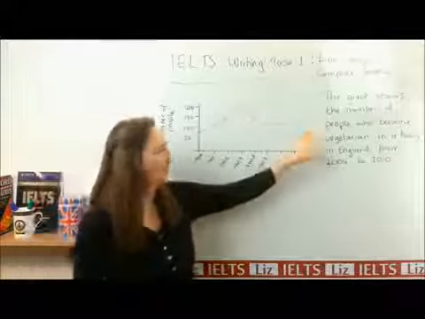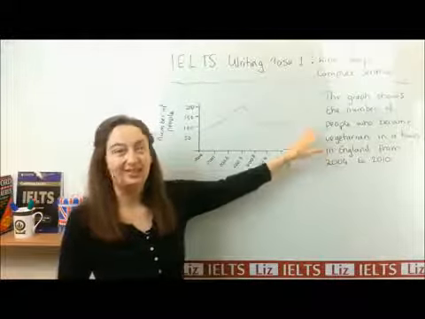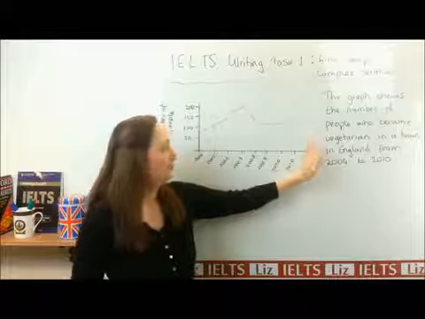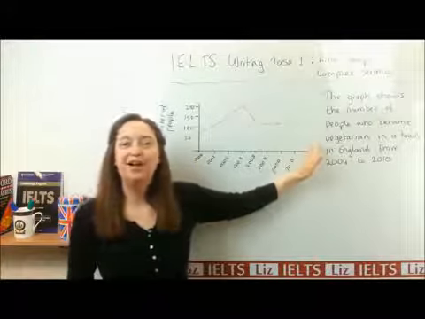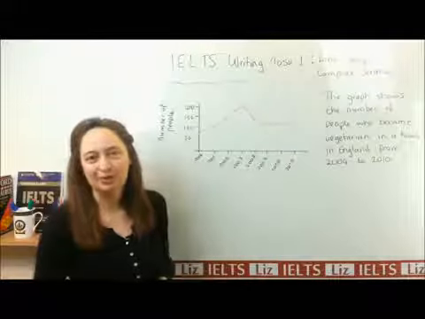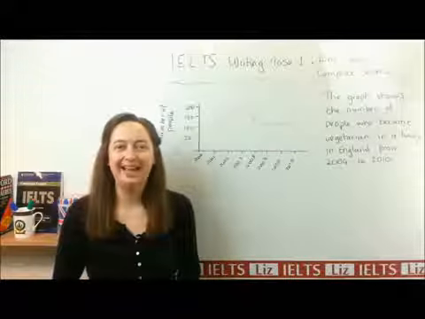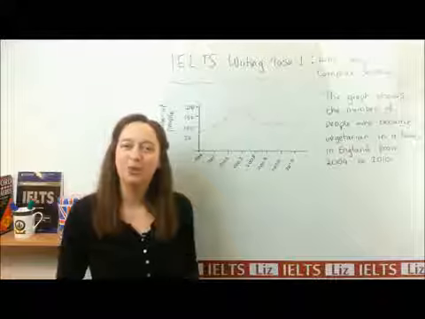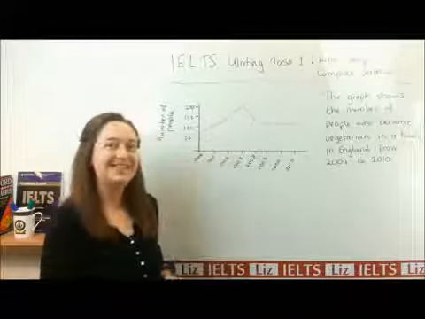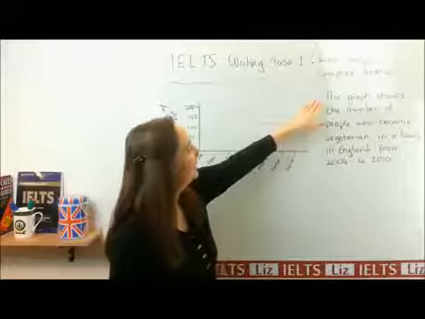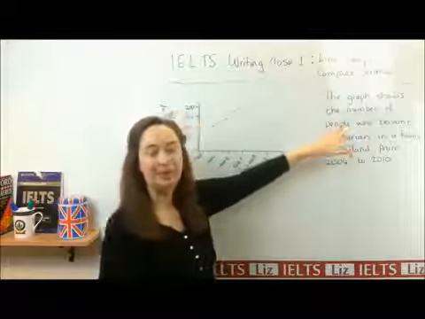Next to the line graph, you can see there is some writing. This writing is a description of the graph. And IELTS will always give you this description, and you need to read it carefully because it contains all the information you need to know about the graph. Let's have a look. The graph shows the number of people.